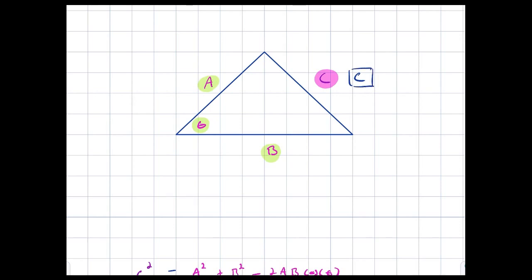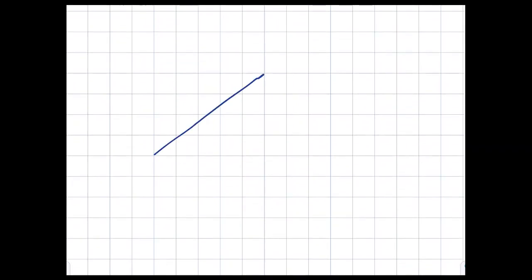And now that I have C, I can use the law of sines to find the other two angles, or I can do something else, which is use the law of cosines to solve for a missing angle. Law of cosines also tells me that if I know all three sides of a triangle, I can find any angle in the triangle.